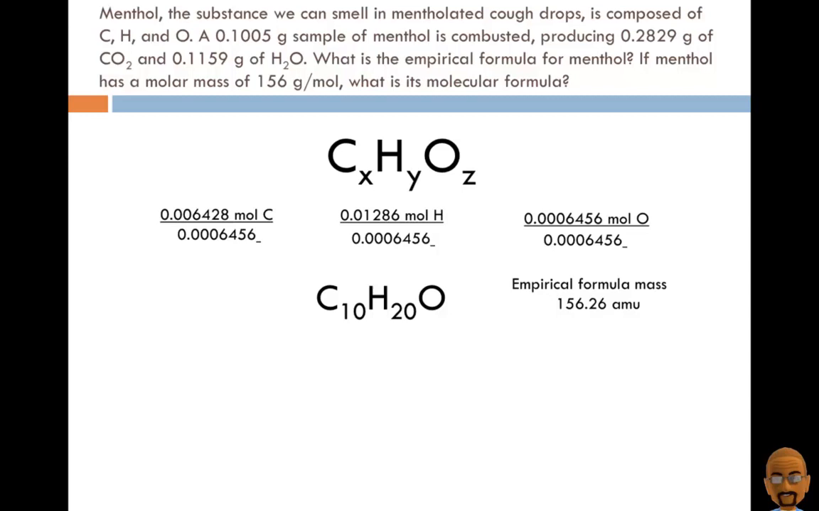Now, if I carry out the calculation to figure out exactly what the empirical formula mass is, I see that it's 156.26 AMU. And so I go back to the problem, and I see that the molar mass of menthol is 156, which is basically the same as the empirical formula mass. And so what that tells me is that C10H20O is both the empirical and the molecular formula.